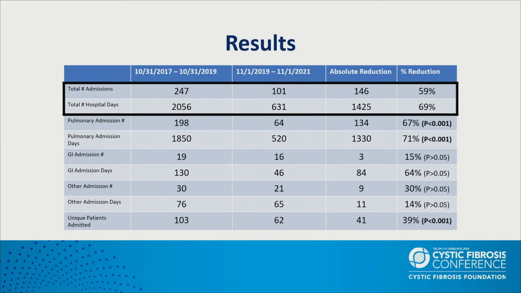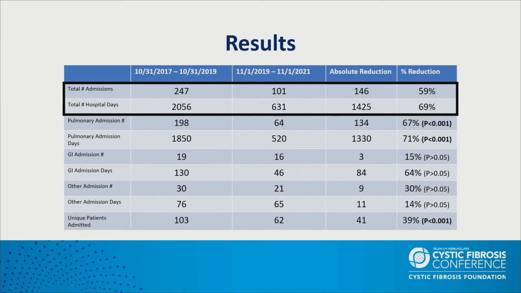The secondary objectives seen below, starting with the pulmonary admissions, the number of pulmonary admissions, there was a decrease of 134, or 67% reduction, which was found to be statistically significant, as well as the pulmonary admission days. There was a reduction of 1,330 admission days, or a 71% reduction, which was also found to be statistically significant. Looking at the GI admission days and the number of other admissions, while each category experienced a decrease in the number of admission days and the number of admissions of varying degree, they were not found to be statistically significant, even though they were a decrease.